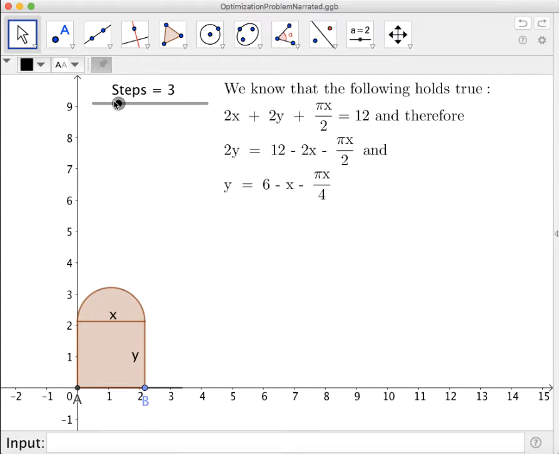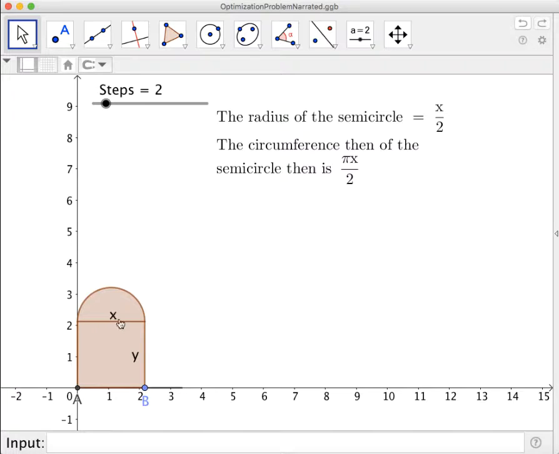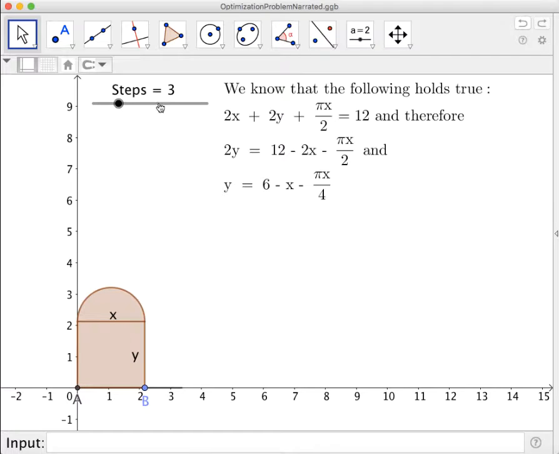Okay. So we know, therefore, that the radius of the semicircle is x over 2. The circumference of the semicircle then is going to be pi times x over 2. And so what we can set up then is this equation, which is 2x plus 2y, the perimeter of the rectangle, plus pi x over 2, which is, again, the semicircle, that has to equal 12. We can simplify to say 2y is equal to 12 minus 2x minus pi x over 2, and therefore y is equal to 6 minus x minus pi x over 4.